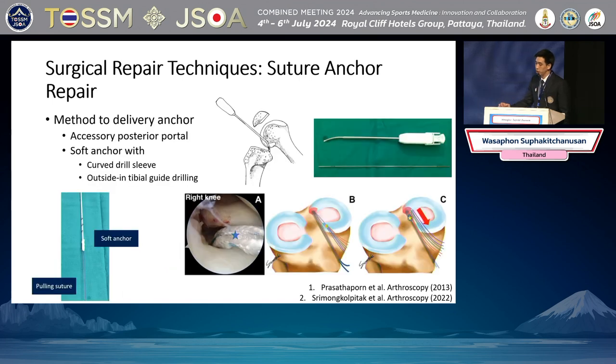Various methods to deliver the anchor include using an accessory posterior portal, or without establishing the posterior portal, using a special technique with a soft anchor with a curved guide sleeve, or outside-in drilling, then pulling out the soft anchor with the sutures. This technique helps ensure accurate suture anchor placement. However, the best or optimal technique for repairing lateral meniscus posterior root tear is still under debate.